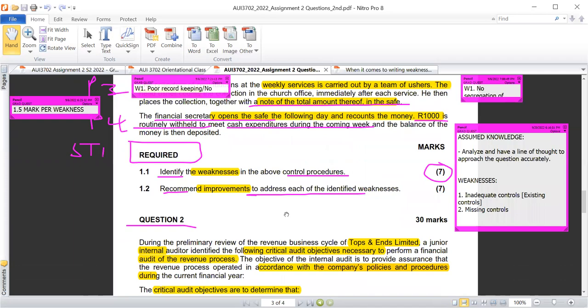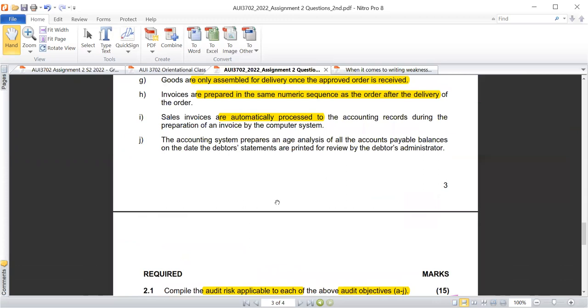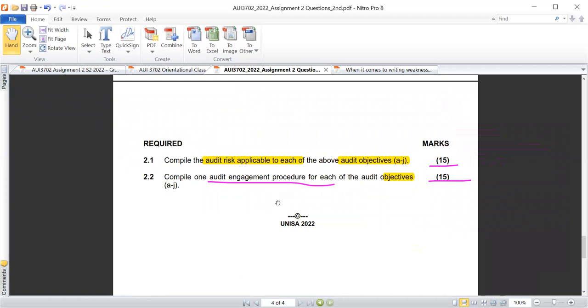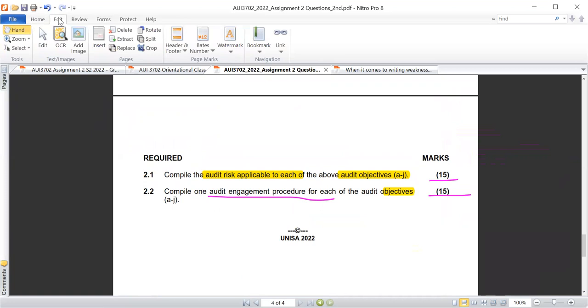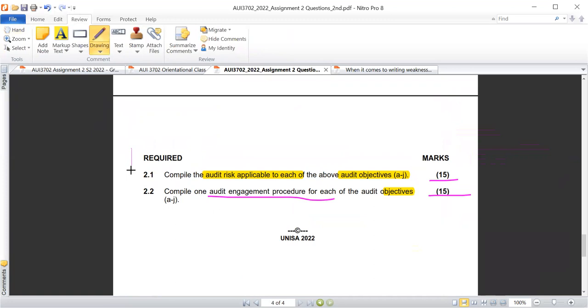On the second question, let's go to the required part so that you can see what is going on. So guys, whenever you get an auditing question, here is what you need to do at all times. Doesn't matter what they are testing, this is the formula. First of all, you always start by reading and understanding the required part of the question. That is always your point of departure, and I always call this step number one.